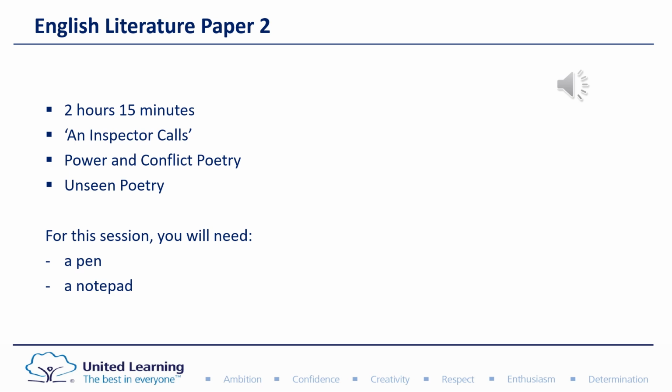Good evening, Year 11. This is the night before news in preparation for your English Literature Paper 2 exam on Monday. This exam will be 2 hours and 15 minutes and will have 3 sections. Section A on An Inspector Calls, Section B on power and conflict poetry, and Section C on unseen poetry. I will walk you through Monday's exam. In preparation, can you just grab yourself a pen and a notepad?